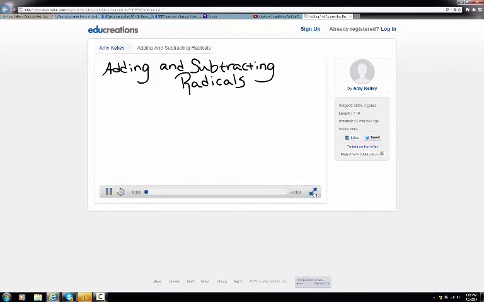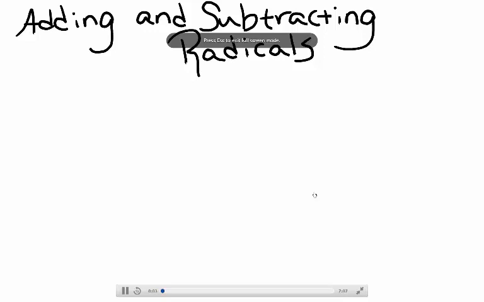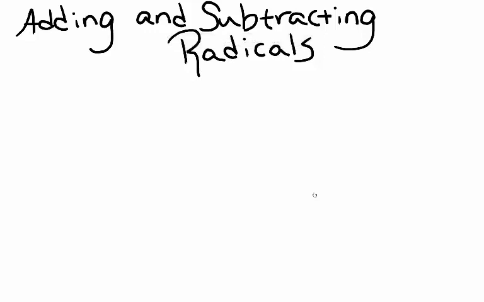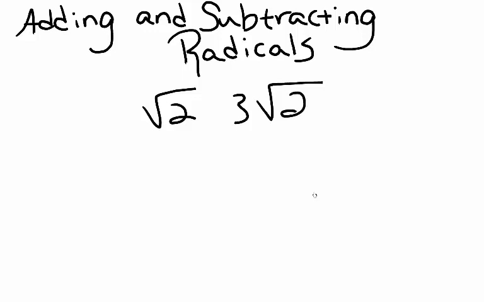In this video, we're going to learn how to add and subtract radicals. We can add or subtract radicals provided they are like radicals. In other words, they must have the same radicand, which is the number on the inside of the radical, and they must have the same index, which tells us which root we're working with.